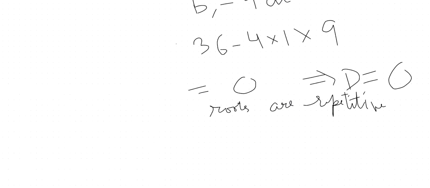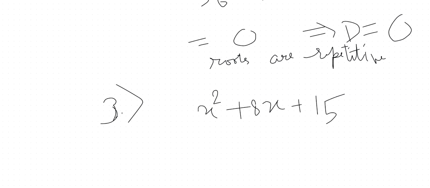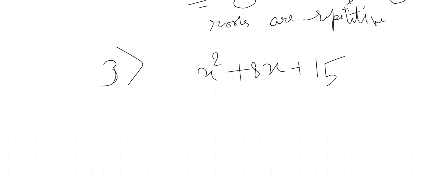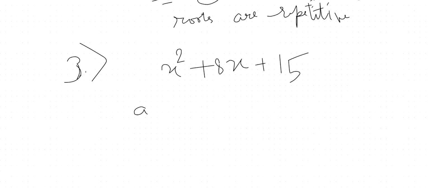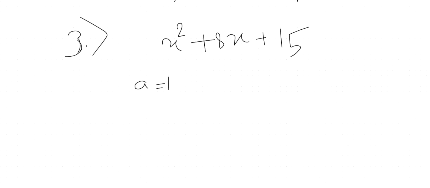And finally, the third case, where the discriminant must be positive in nature. I'll give you a very simple example. Let's say x square plus 8x plus 15. We'll solve this quadratic equation. Try and compare this with ax squared plus bx plus c, which means you have your a as equal to 1, your b as equal to 8, and your c as equal to 15.